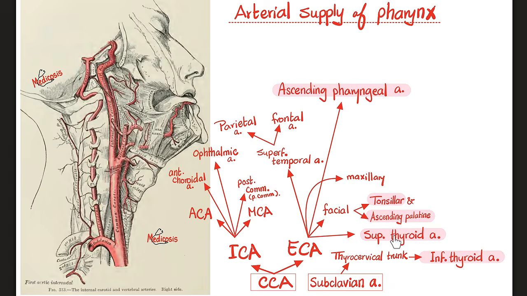Fourth, superior thyroid artery, which is a direct branch of external carotid artery, and inferior thyroid artery, which is not a branch of the external carotid, but instead the inferior thyroid came from the thyrocervical trunk, which came from the first part of subclavian artery. So, superior thyroid is not the same as inferior thyroid. Superior thyroid is a direct branch of external carotid artery, whereas inferior thyroid artery is a branch of the thyrocervical trunk, which is a branch of subclavian.